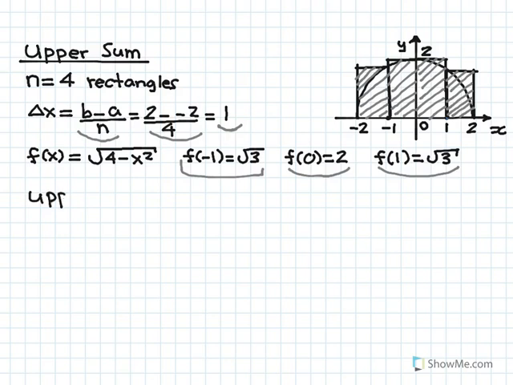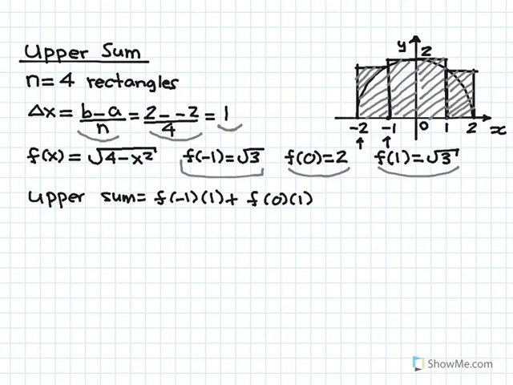So upper sum is equal to, now in the interval between minus 2 and minus 1, we're going to choose a right-hand point to get an overestimate. That's going to be f of minus 1 times the width of 1. And in the interval between negative 1 and 0, we're going to also choose the right-hand point to get an overestimate. So that's going to be f of 0 times 1. And that's because the function is increasing, so you have to choose a right-hand point to get an overestimate.